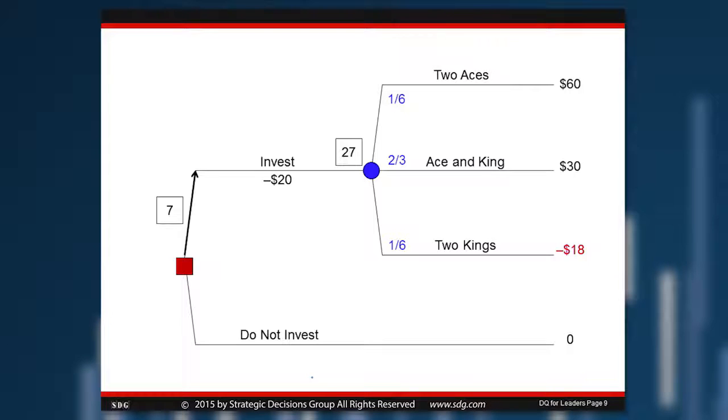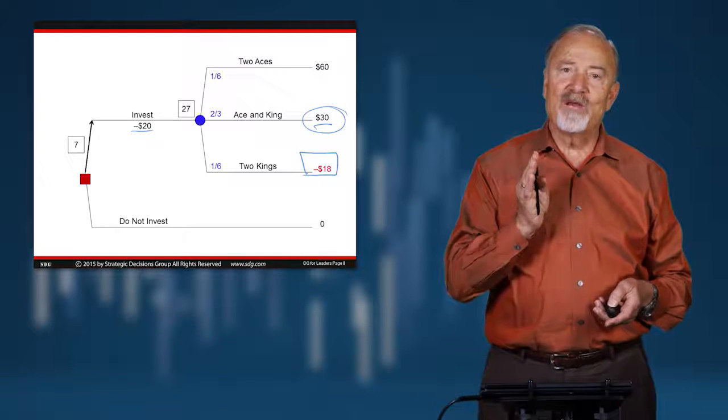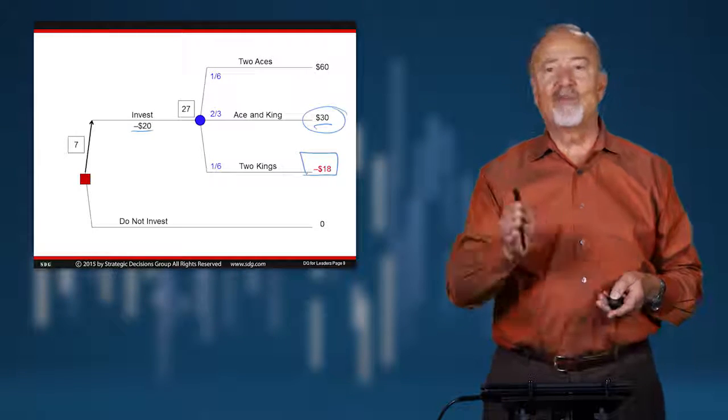So in this case, what we got is an ace and a king. And with an ace and a king, you received an outcome of 30. You invested 20, so you had a net gain of 10. And the outcome, in this case, wasn't the greatest outcome. But if you had lost and you had had a minus 18, would you still have made a good decision? Well, absolutely. You would have made a good decision, but you would have had a bad outcome.